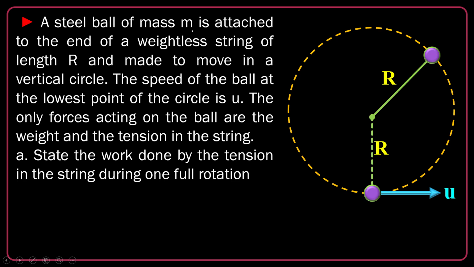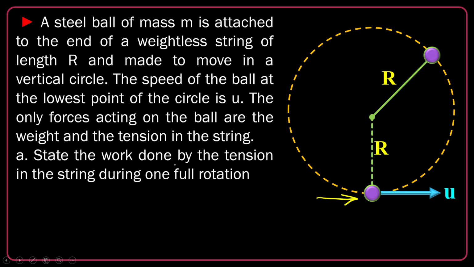A steel ball of mass m is attached to the end of a weightless string of length r and made to move in a vertical circle, as you see. So it's a vertical circle, the radius is r, and the speed of the ball at the lowest point of the circle is u. It's the minimum altitude, and necessarily the maximum speed, u. Let's say the ground state of the ball is here. The only forces acting on the ball are the weight and the tension in the string, so there is no frictional force. Good. We can use conservation of mechanical energy.